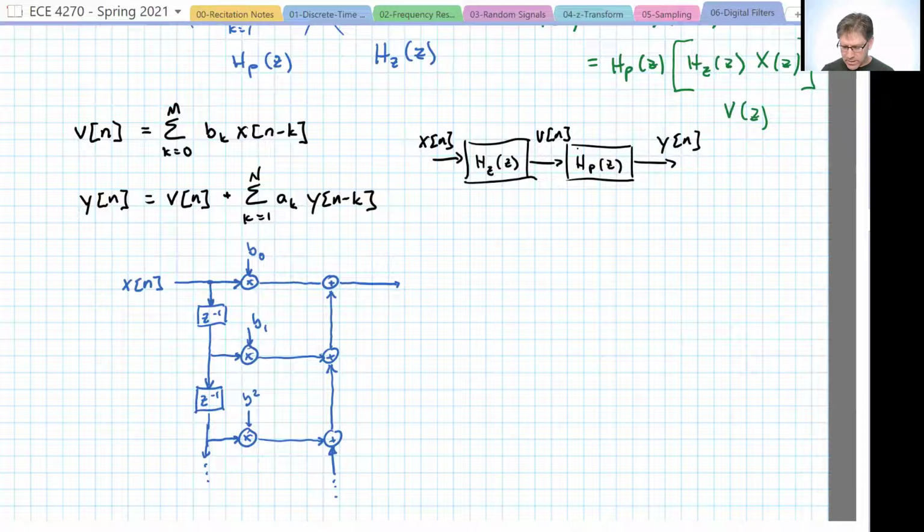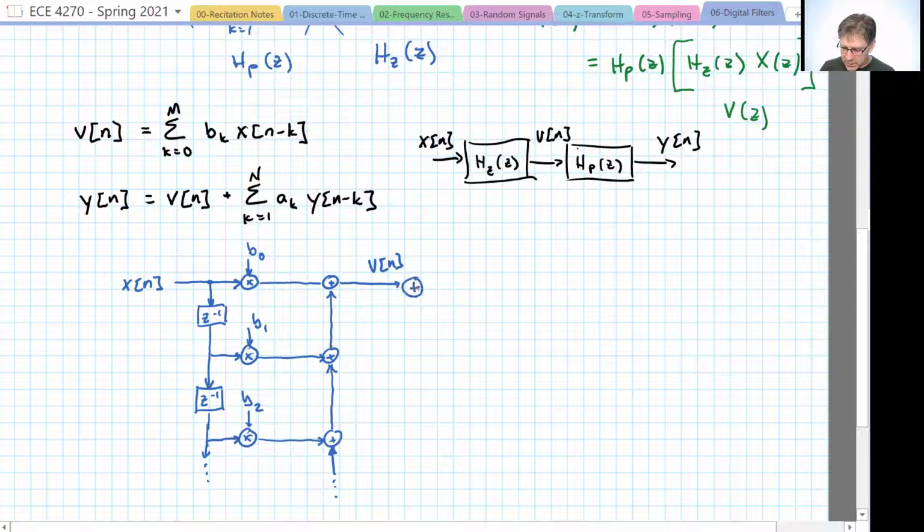We now delay X of N by 1, following this downward path through Z to the negative 1. The delayed version is multiplied by B1 and added up. It's delayed again, so now the total delay is 2, and it is multiplied by B2 and summed up, and we continue that on for as many B terms as we have. When we're done, the summed up version is V of N.